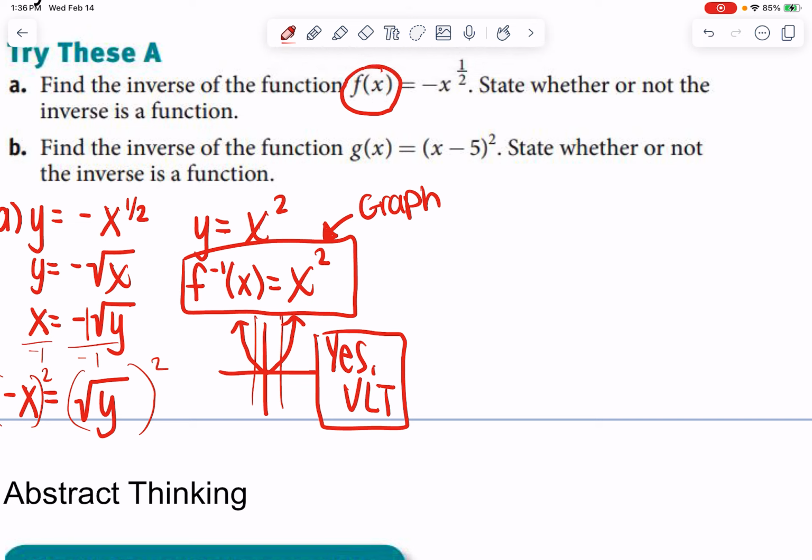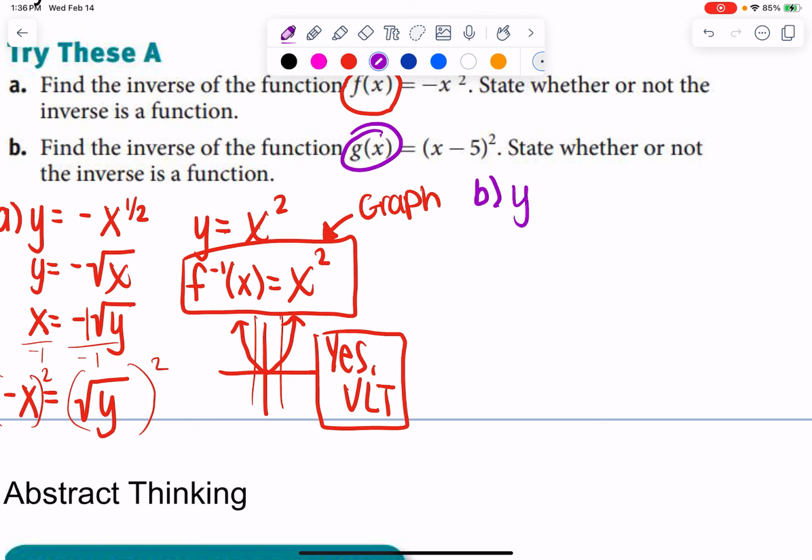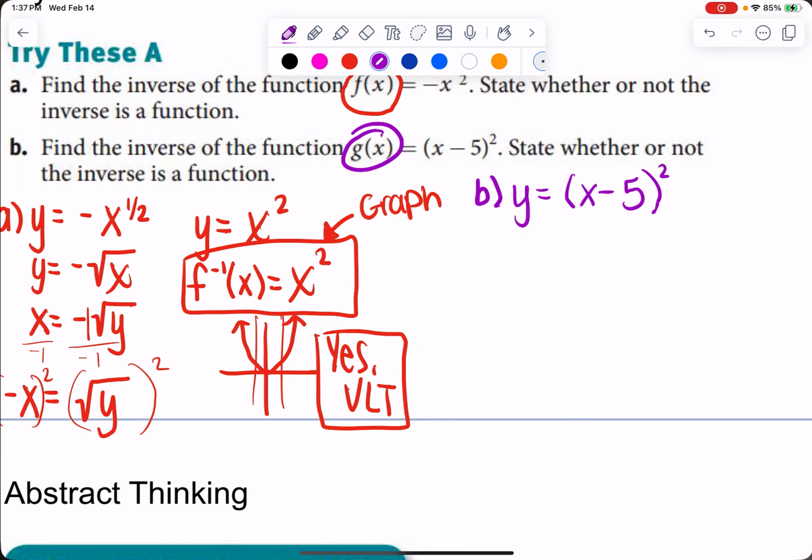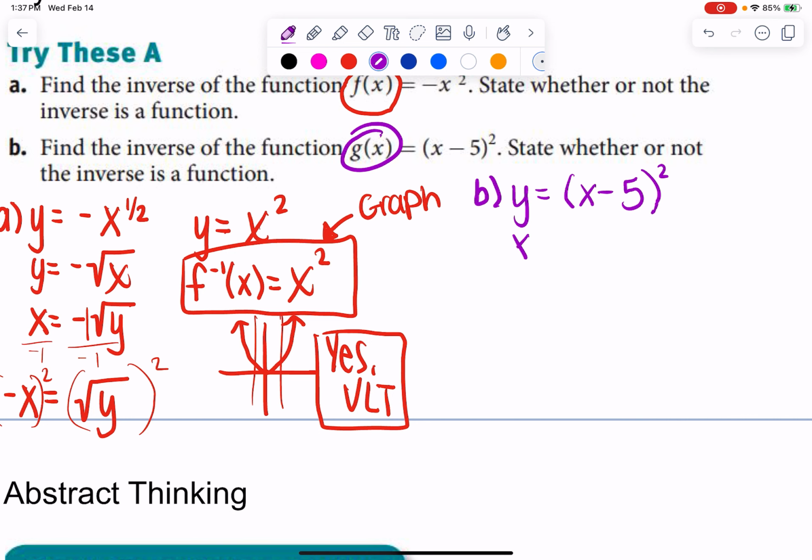So the next one says find the inverse of the function g of x. So you remember, you're going to replace g of x with y. I'm going to move this up here. Equals, you're going to do (x minus 5) squared. And so when I do that, first I'm going to switch x and y. So you get x is equal to (y minus 5) squared.